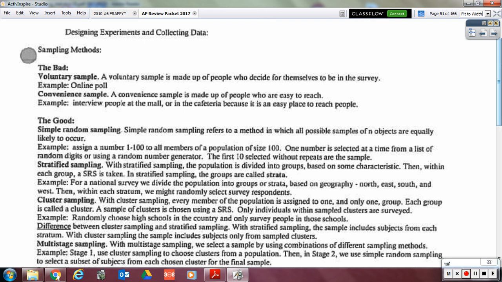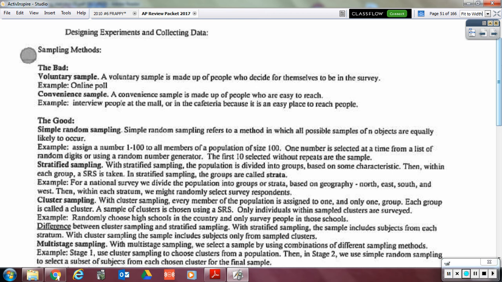Bad ways to sample. Voluntary sample. What kind of bias do you get from a voluntary sample? Voluntary response bias is the type of bias, and it's happening because only the people with strong opinions will take the time to call in.